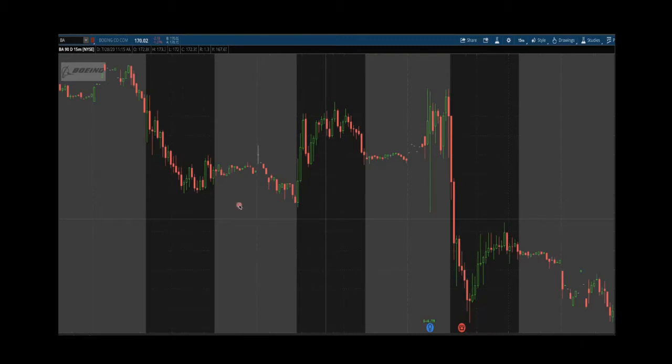You can see a bigger head and shoulders here. So you have a shoulder, head, shoulder, and it's followed by the drop, right? Okay. All right. Let's go to the next one.